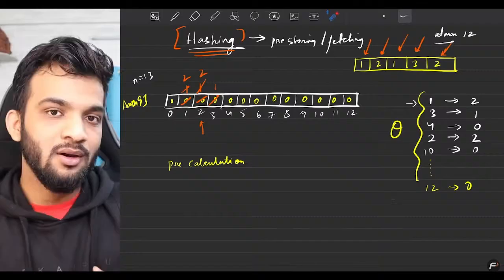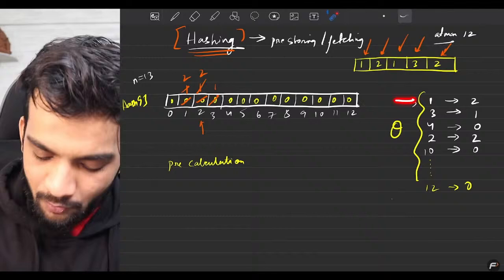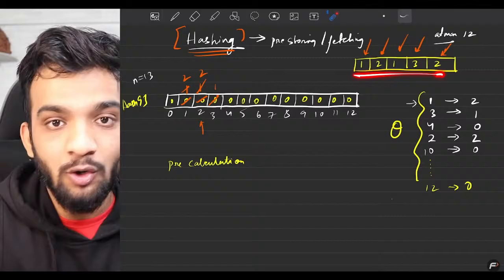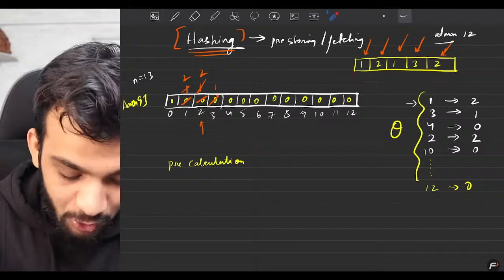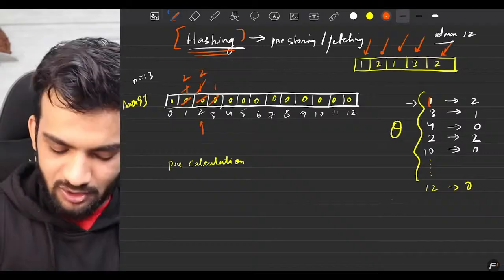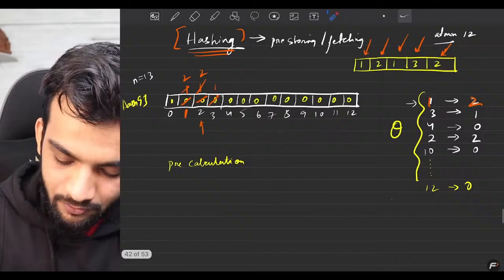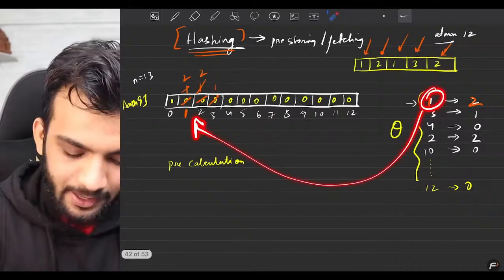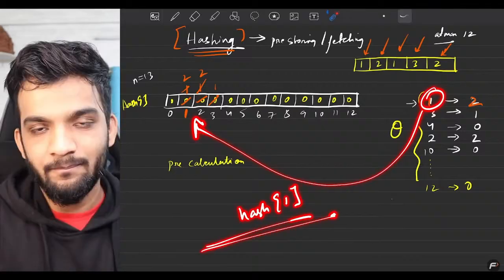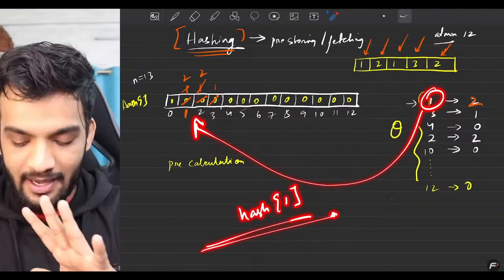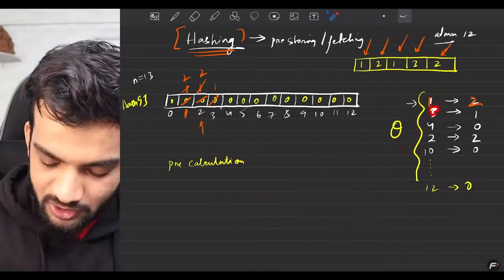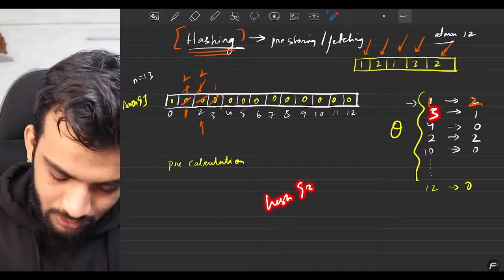Now you come over here and say, hey, how many times does 1 appear? You do not loop and find out how many times 1 appears. You say, I have done a pre-fetching. I'll go to 1 and it appears twice. I get this value at hash of 1. Instead of iterating over the entire array, I say hash of 1 and it tells me 2. For this 3, I'll say hash of 3 and it will give me 1.